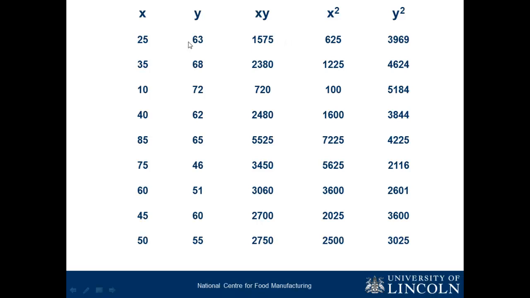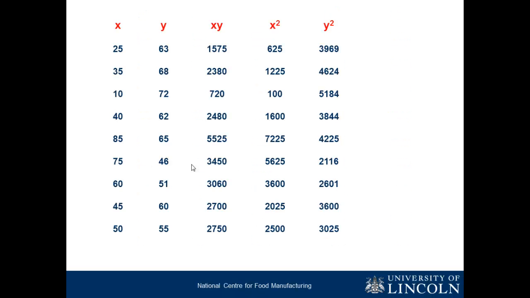Okay, so our x square is 25 square, and our y square is 63 square. That is 63 multiplied by 63. So the same for all of them. You could pause this video now and confirm all these figures. Okay, now we've done this, and what we need to do now is to sum them together.